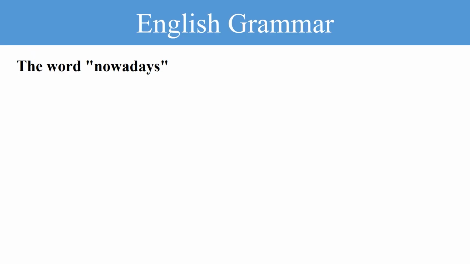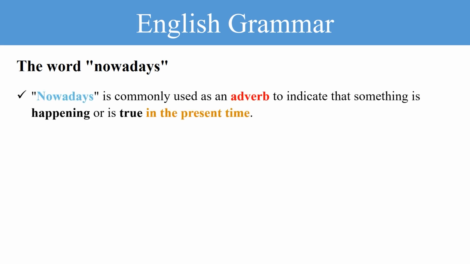Now let's talk about the words today, nowadays, and these days and how to use them correctly. Once we have covered these topics, we will then explore a few advanced grammar points. Stay tuned. Nowadays is commonly used as an adverb to indicate that something is happening or is true in the present time. Nowadays cannot be used as an adjective.